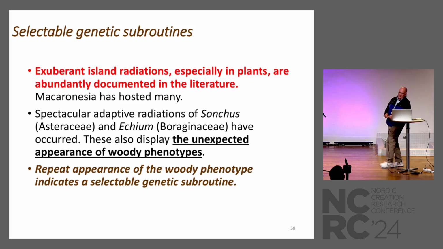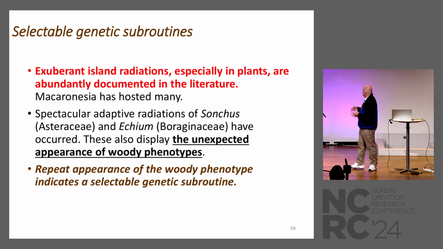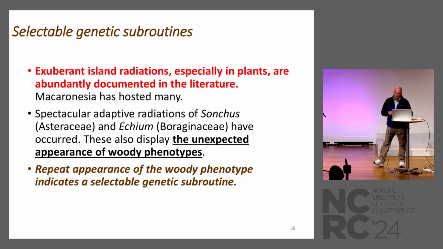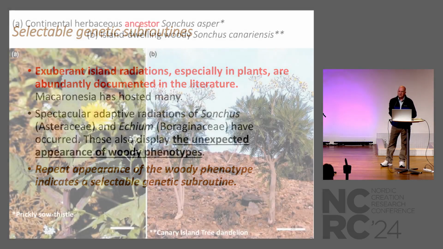Exuberant island radiations, especially in plants, are abundantly documented in the literature. Micronesia has hosted many. Spectacular adaptive radiations of Sonchus and Echium have occurred, and these also display the unexpected appearance of woody phenotypes. Repeat appearance of the woody phenotype suggests there are selectable genetic subroutines. The information is already there. It was laid into the genome right from the get-go. We don't have to mutate things into existence, which is such a bizarre thought.